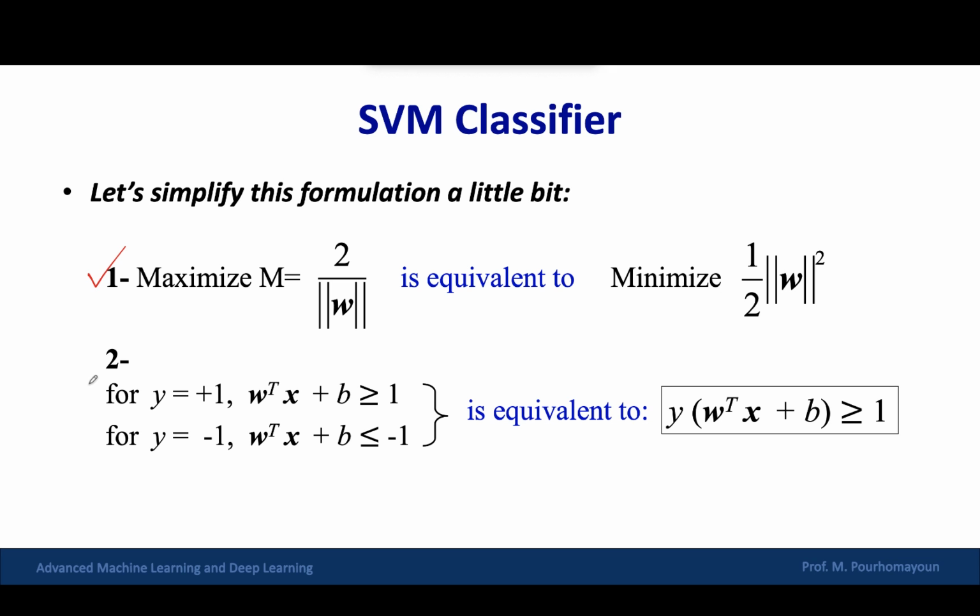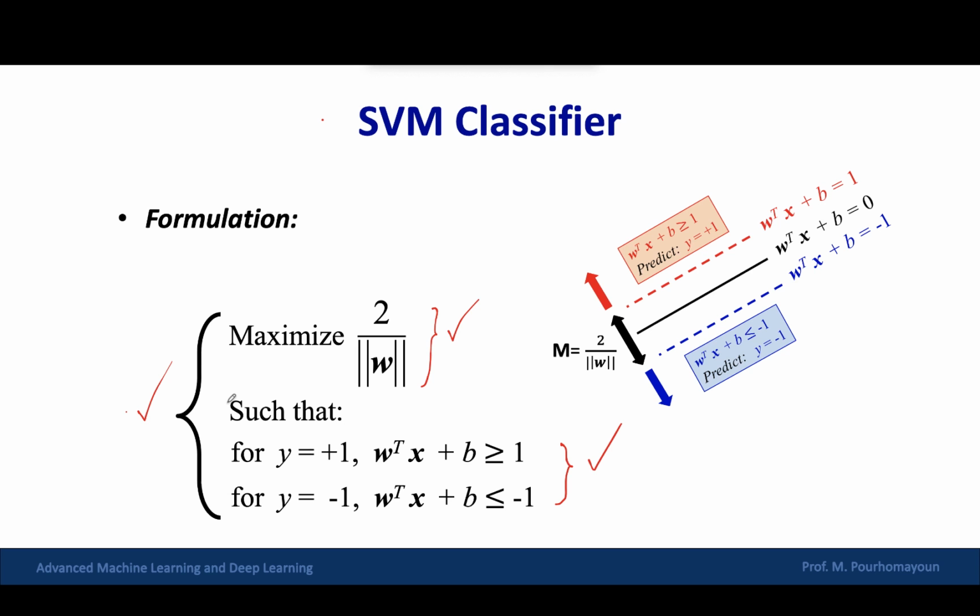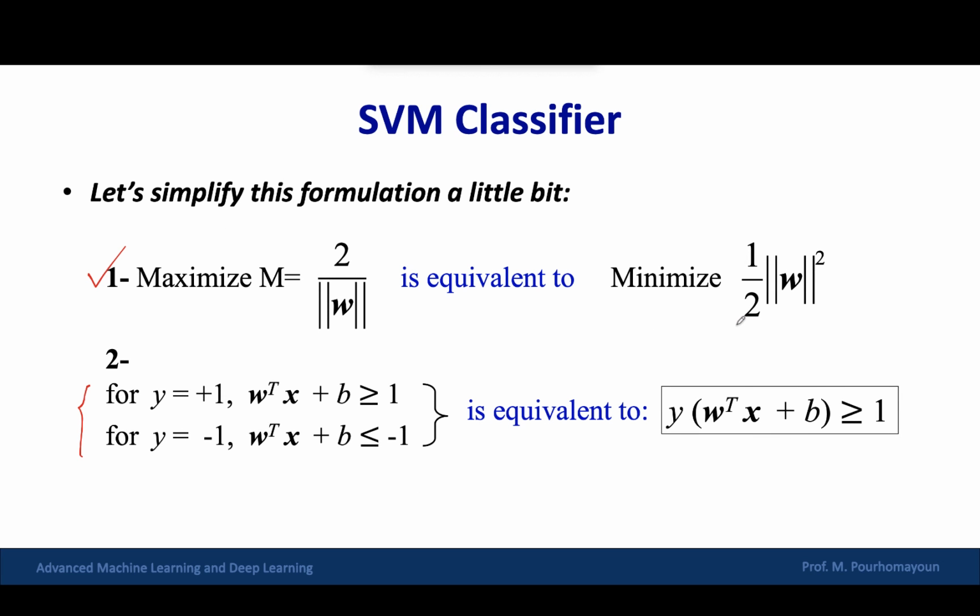And secondly, I want to simplify these two rules. Remember I said, here you go, when y is 1, this should be greater than 1. When it's -1, this should be less than -1. So I want to combine these two into one equation. And I claim that this one alone, when I multiply y by this, is equivalent to the two of them together.